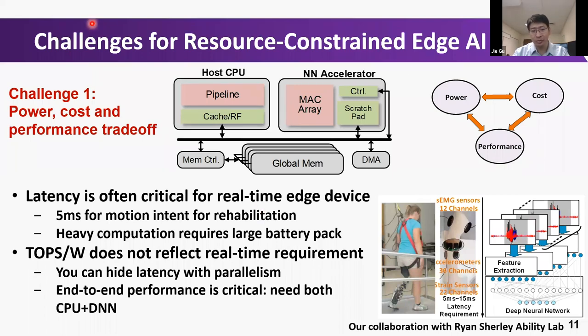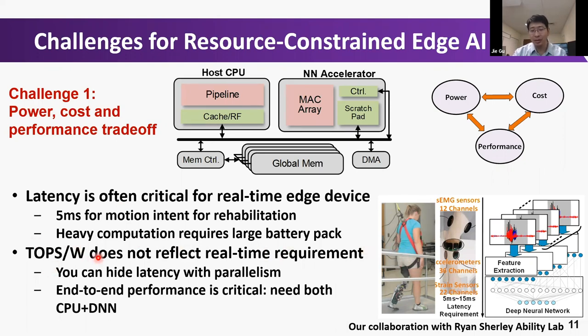All these operations have to be finished within 5 to 10 to 15 milliseconds. If you go beyond that, the user starts to feel lag and inconvenience. That means this large amount of channels, let's say 70 channels, of information has to be sensed, processed, and classified within this short period of time. This creates a lot of requirements on the latency of the operation. And also, because of the heavy computing need, the battery size is also very big, which adds weight for the user.